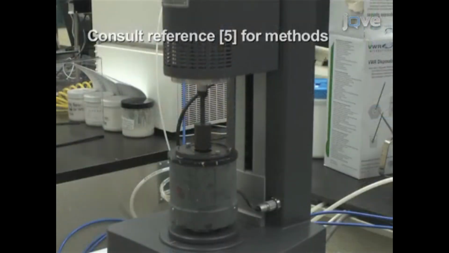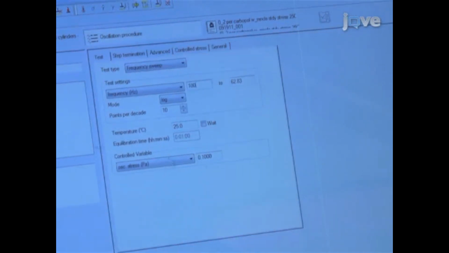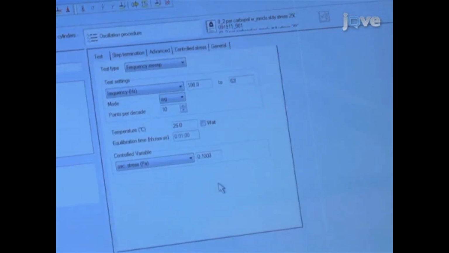To measure shear viscosity, use a steady-state shear stress sweep from 0.1 to 500 Pascal in logarithmic mode with 10 points per decade and 5% tolerance. Then, measure the strain over a frequency sweep from 628 to 0.63 rad per second in logarithmic mode with 10 points per decade.